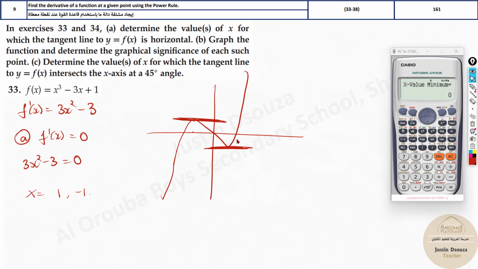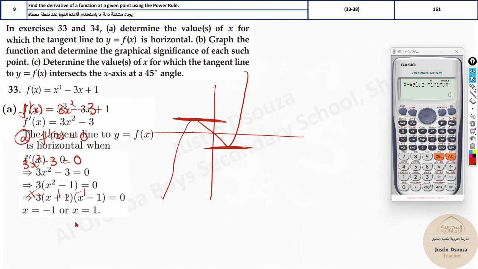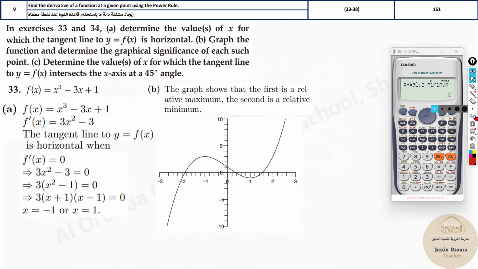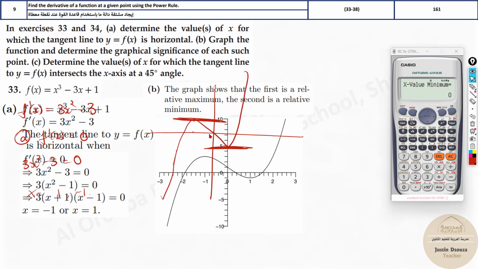Now, graphing, it's an MCQ. If you're given four graphs, you can easily find out which graph it is. So I will just go through it. The first part we found out, what was it when it was horizontal? 1 and minus 1. Now we got an approximate, similar graph.